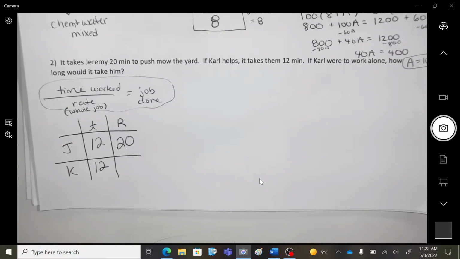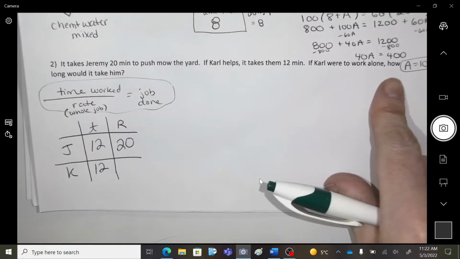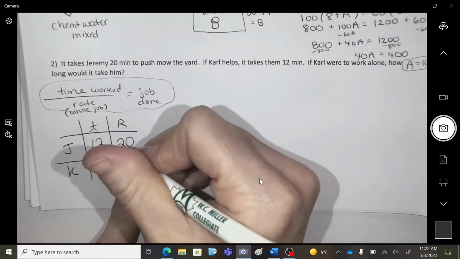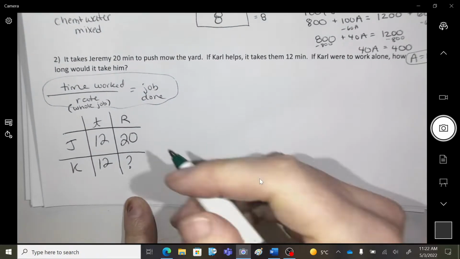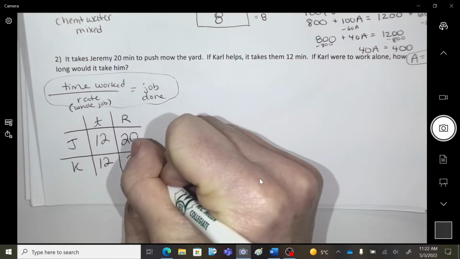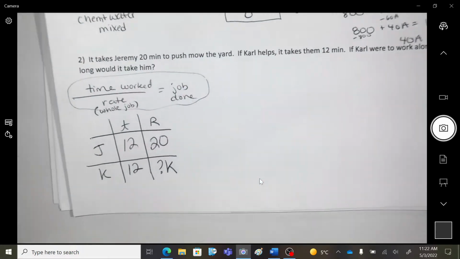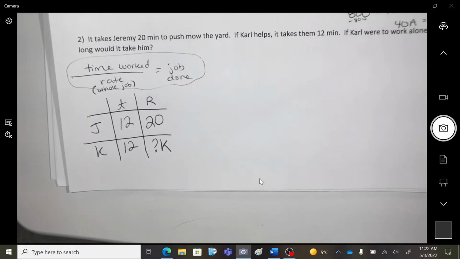Because once Carl helped, they both worked 12 minutes and it was done. If Carl were to work alone, how long would it take him? So I want to know Carl's rate. And I'm just going to use a K, if you're okay with that variable, instead of X's or whatever.